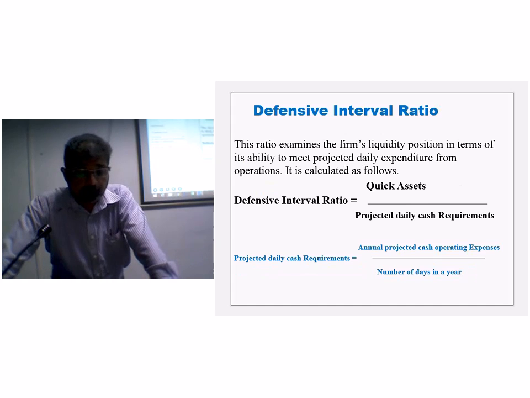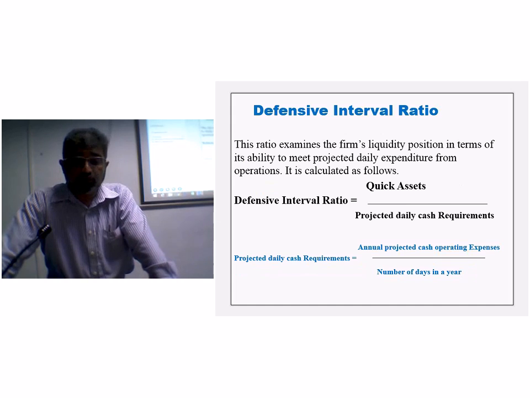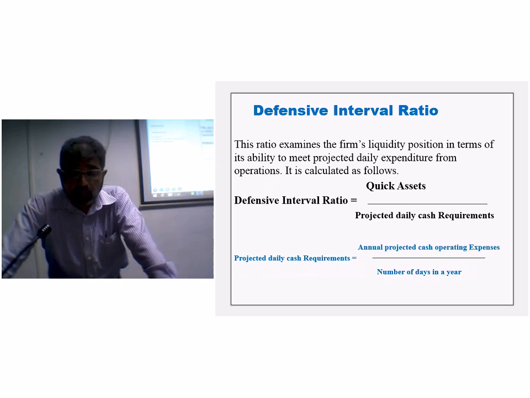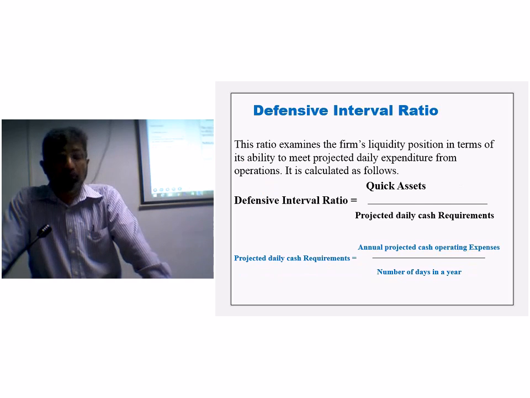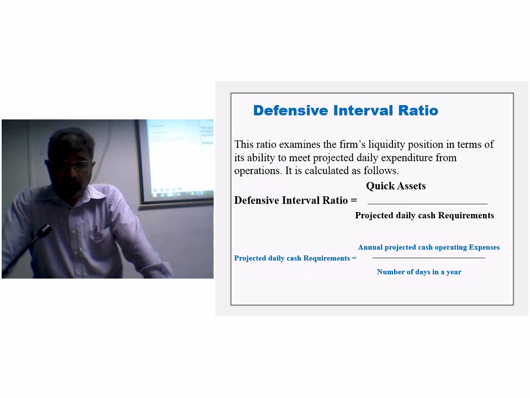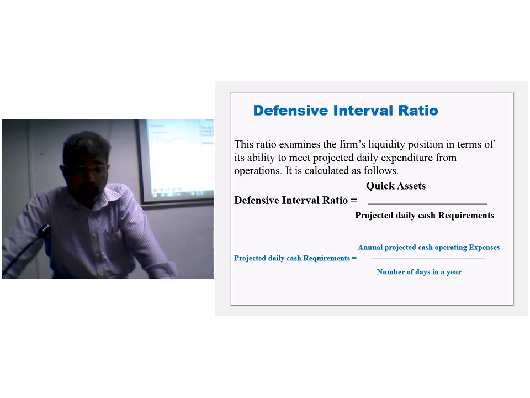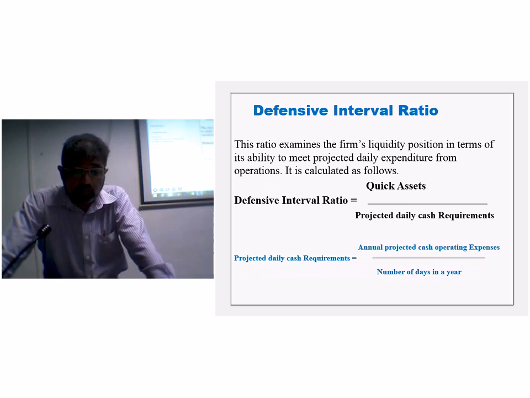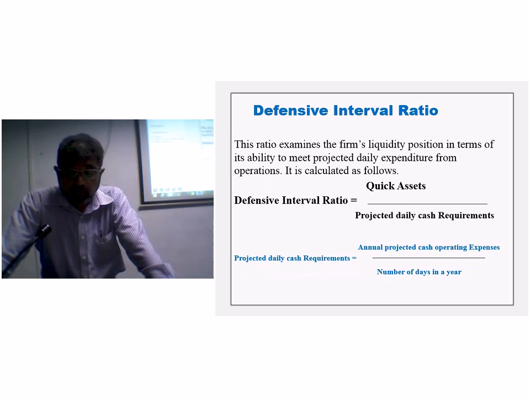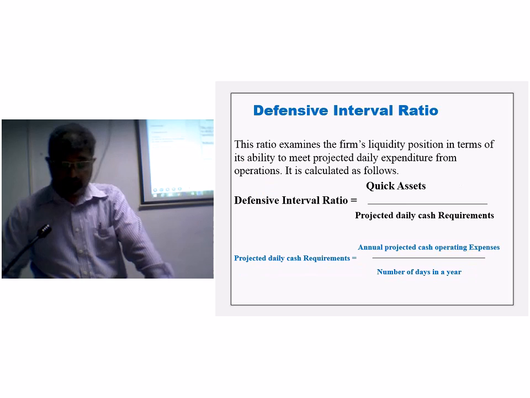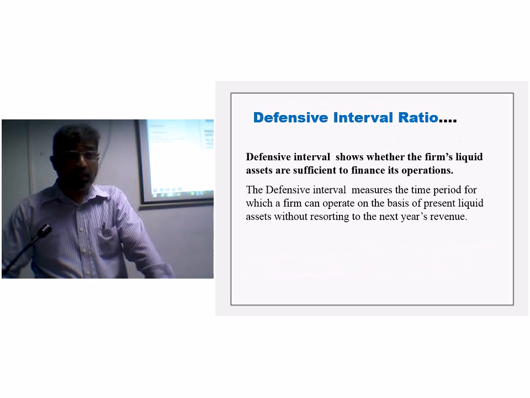Next one is the defensive interval ratio. This ratio examines the firm's liquidity position in terms of its ability to meet projected daily expenditure from operations. Here again, quick assets over projected daily cash requirement. The projected daily cash requirement you can calculate through this formula: annual projected cash operating expenses divided by the number of days in the year. Further, we can calculate it.